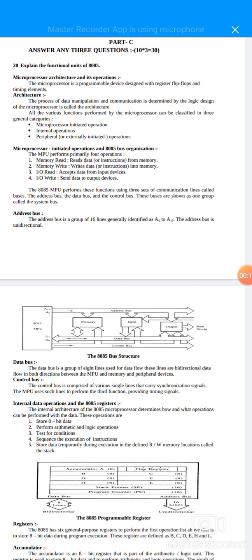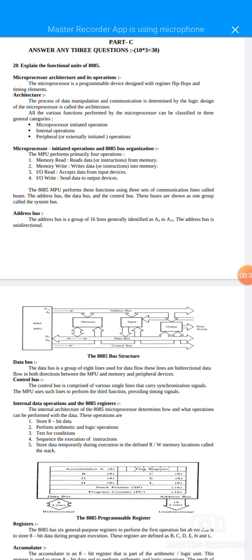The microprocessor is a programmable device designed with registered flip-flops and timing elements. Architecture: the process of data manipulation and communication determined by the logic design of the microprocessor is called the architecture. All the various functions performed by the microprocessor can be classified into 3 general categories: microprocessor initiated operation, internal operations, peripheral operations.